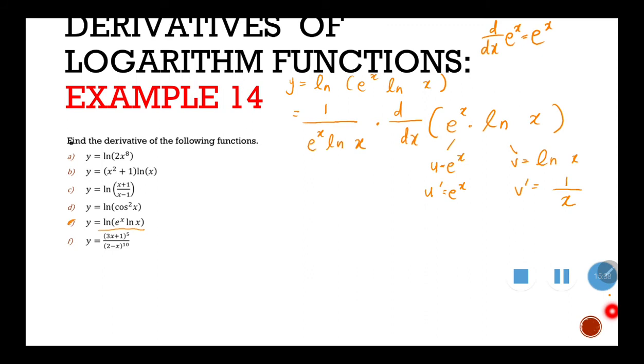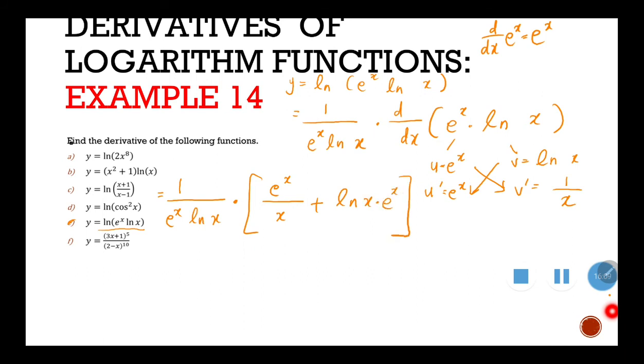Okay, and I'm going to write it down again. 1 over e^x ln x times uv prime plus vu prime. Okay, uv prime is e to the power of x over x, plus ln x e^x.